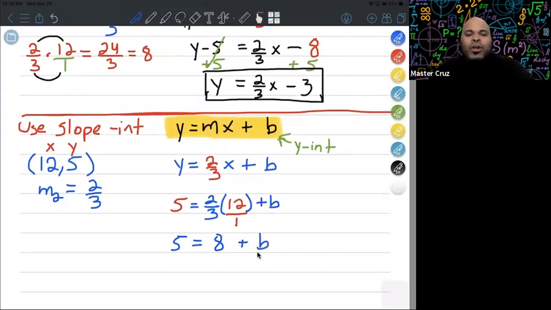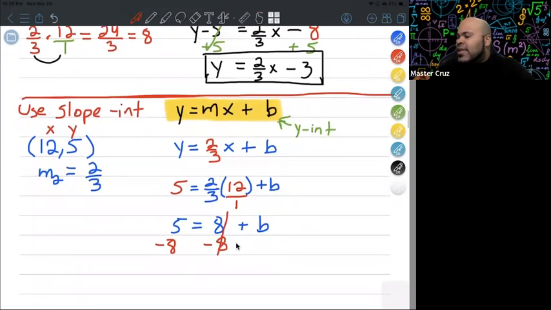And then b is almost by itself, but it's not by itself because it's being added by 8. So I'm going to subtract 8 on both sides. Because 8 is positive, this will cancel. 8 minus 8 is 0. And then you will get different signs, subtract, and keep the sign of the higher number. So this is going to be negative 3 equals b.